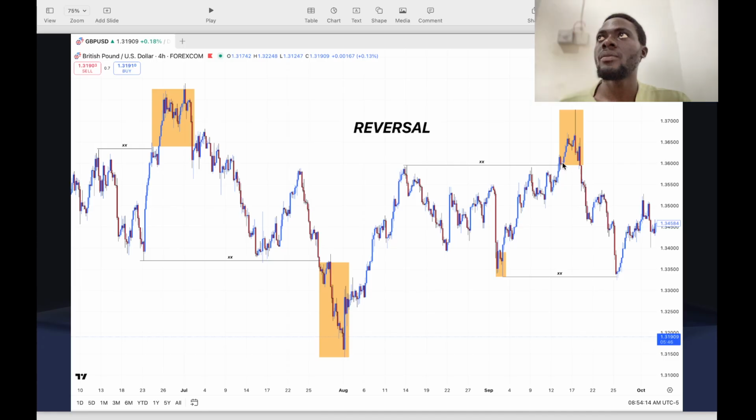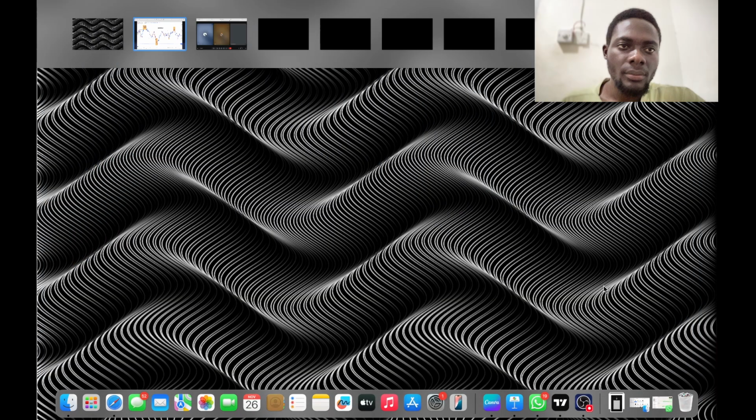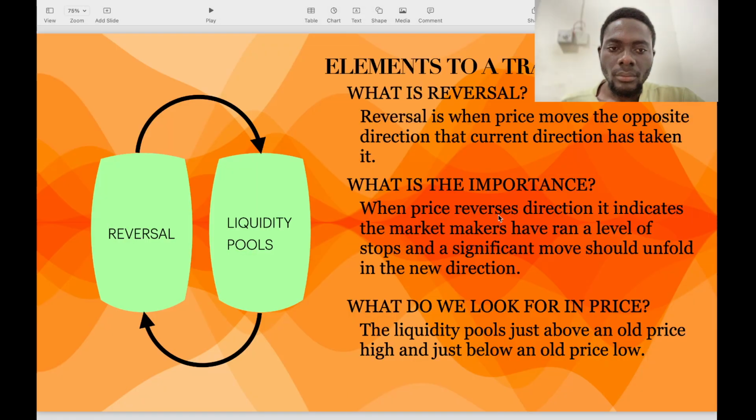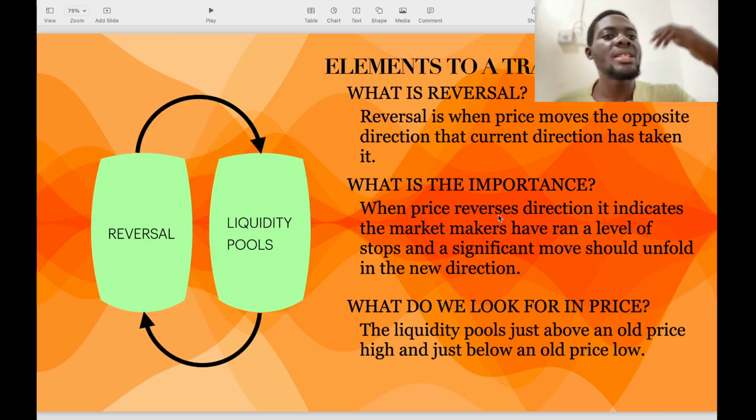You can save it. I'll come for it later. I don't care. I'm not looking for it. You see, it ran this level of stops and then it reversed. Again, it came up, up, up, ran this level of stops up here and then it reversed. You understand? So those are the liquidity pools resting above old price highs and just below old price lows. So that's where liquidity pools rest.